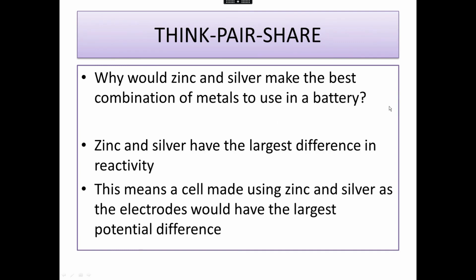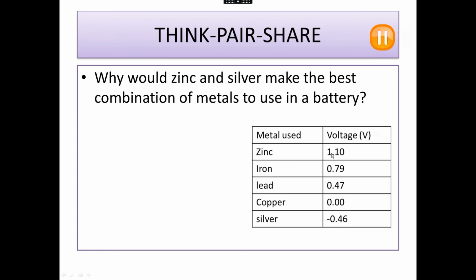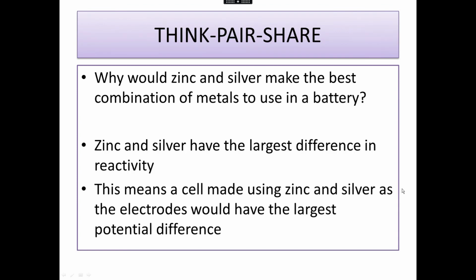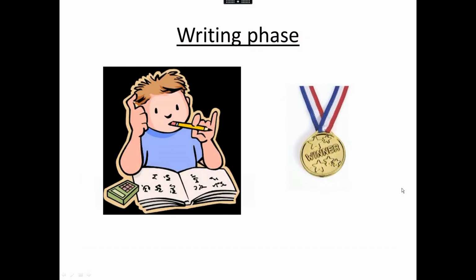Okay, here we go. What did I say? Zinc and silver have the largest difference in reactivity. So a cell made using zinc and silver will have the largest potential difference. We could predict that numerically by seeing that there's the largest difference in their numbers as well. So they have the largest difference in reactivity. That will give the largest potential difference, and that would make it effective as a battery.